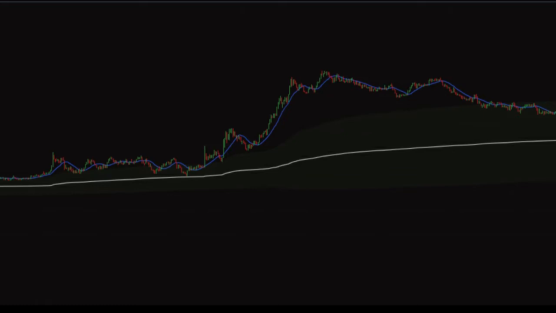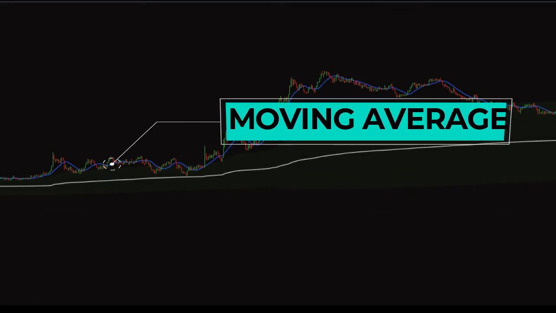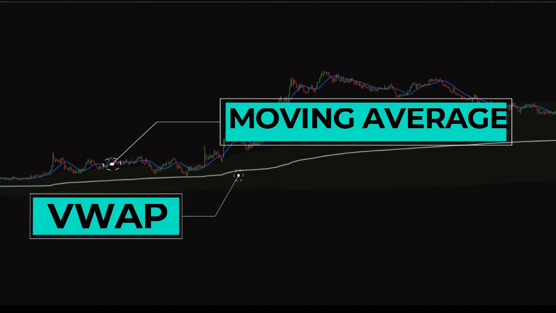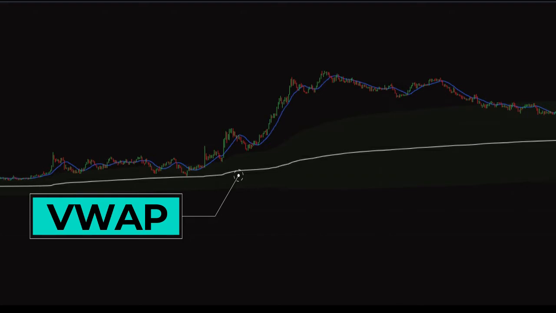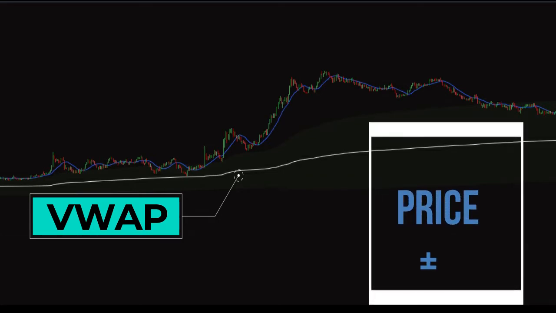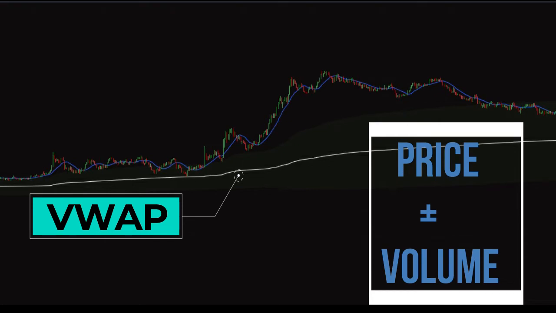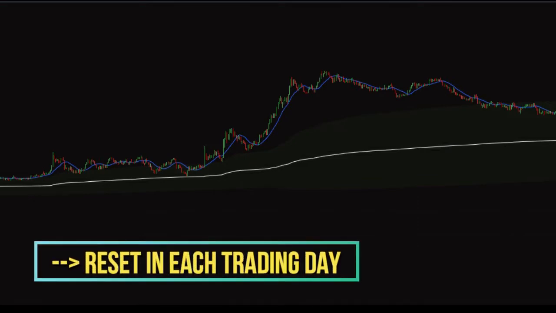VWAP is just like a moving average indicator that outputs the average price at which a security has traded so far during the day. In contrast to most other moving average indicators, VWAP uses not only price but also volume to come up with the indicator value. Another key difference to other moving average types is that the VWAP is reset at the beginning of each trading day, in order to only reflect the developments of the current day.